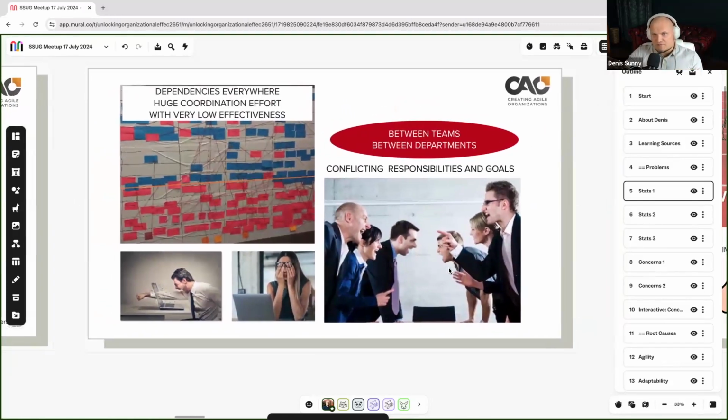I trust you can give many more reasons, many more problems associated with implemented frameworks in current organizations. I will just give some of those. Dependencies are everywhere. Coordination effort is huge. And unfortunately, even despite the fact that it's huge, the effectiveness of this coordination is very low. These dependencies are between teams, within teams, between departments, at all levels. Responsibilities and goals are conflicting, again from different angles between different organizational units.